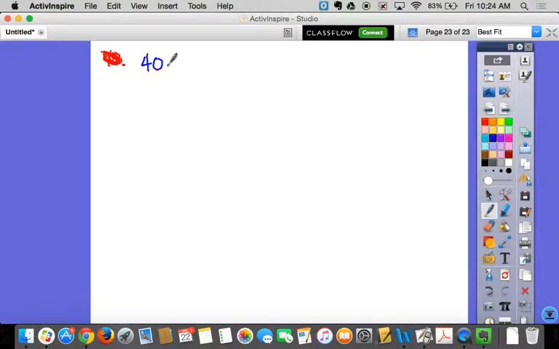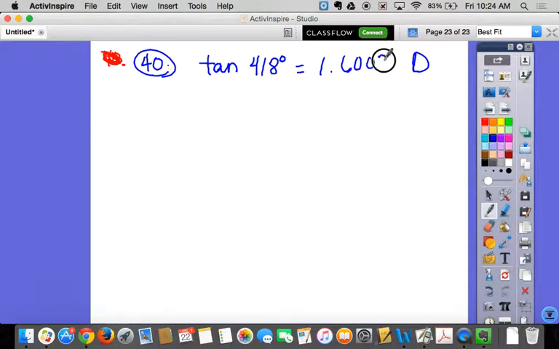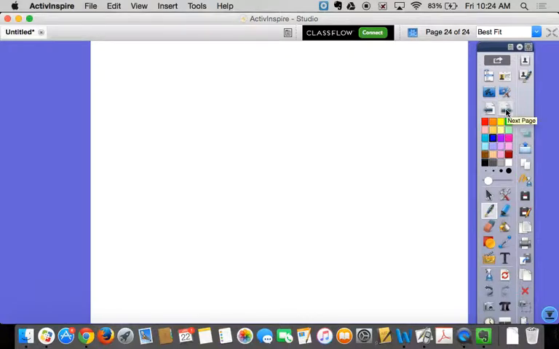Going to start with number 40. This is the last little bit where you're going to need your calculator. So it's got tangent of 418 degrees. Please tell me that's easy, because you're going to grab your calculator, make sure it's in degrees, and then you're going to go tangent 418, enter. And then you're going to match what you see. 1.6, and the only one that's got that is D. So, not too hard there. Maybe your brain can take a break. Right. Go to the next one.